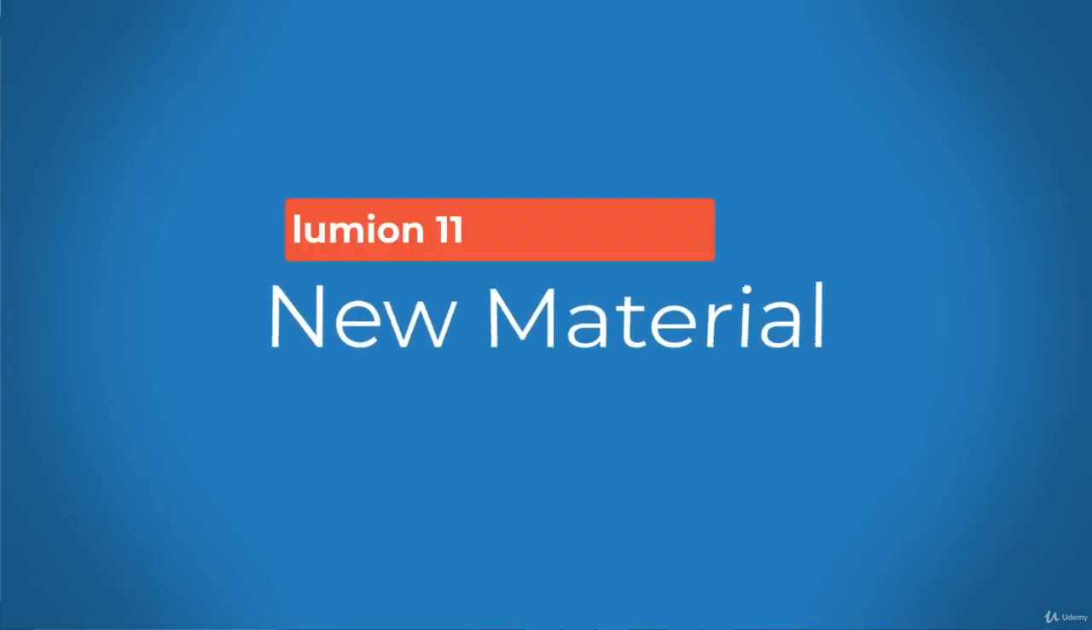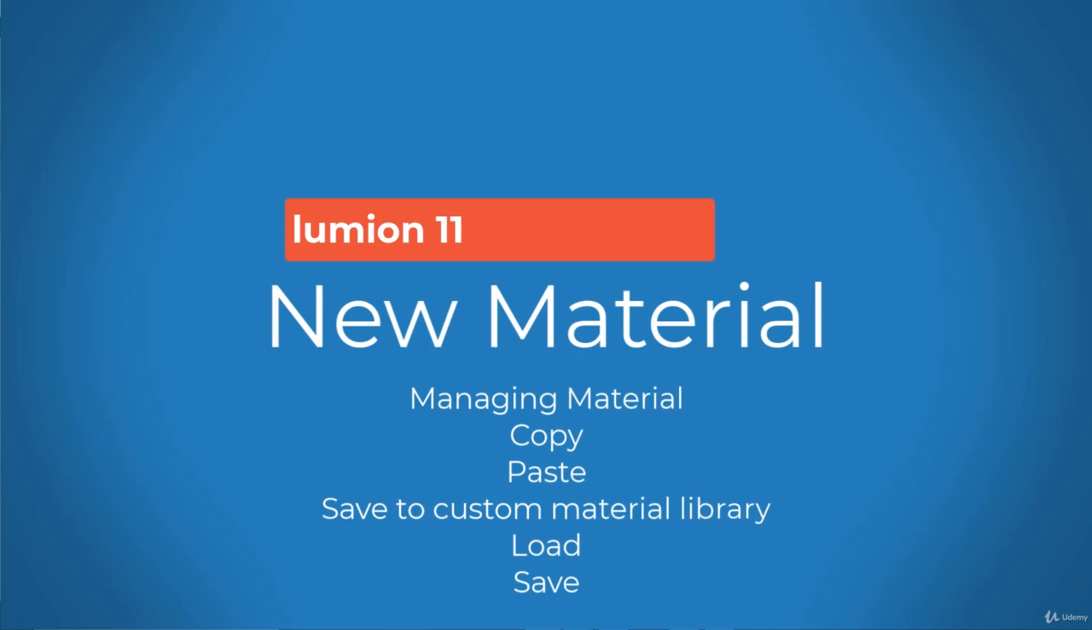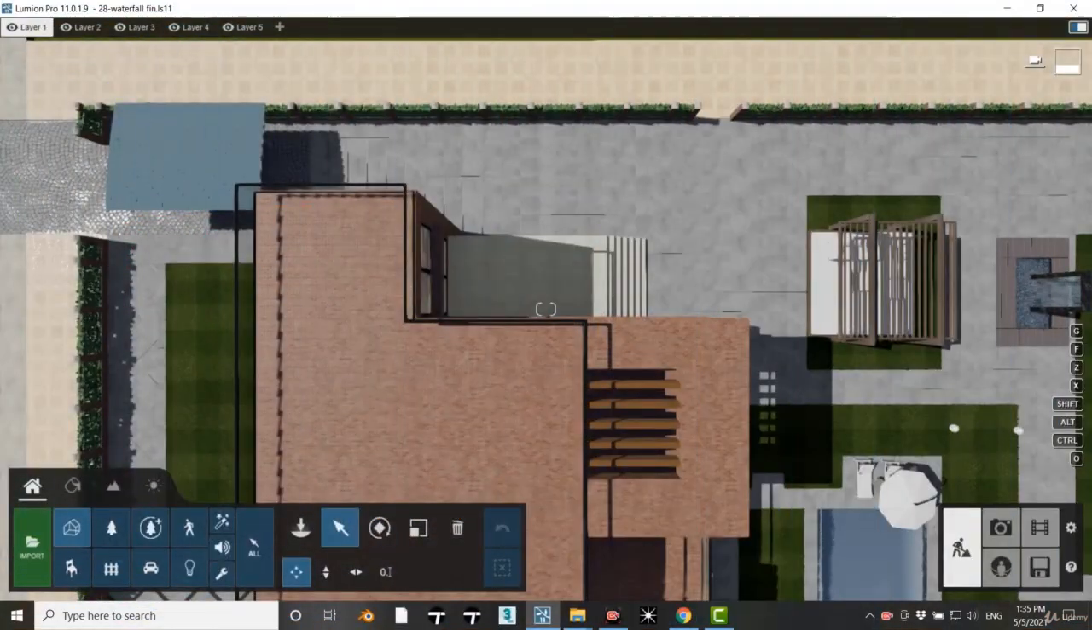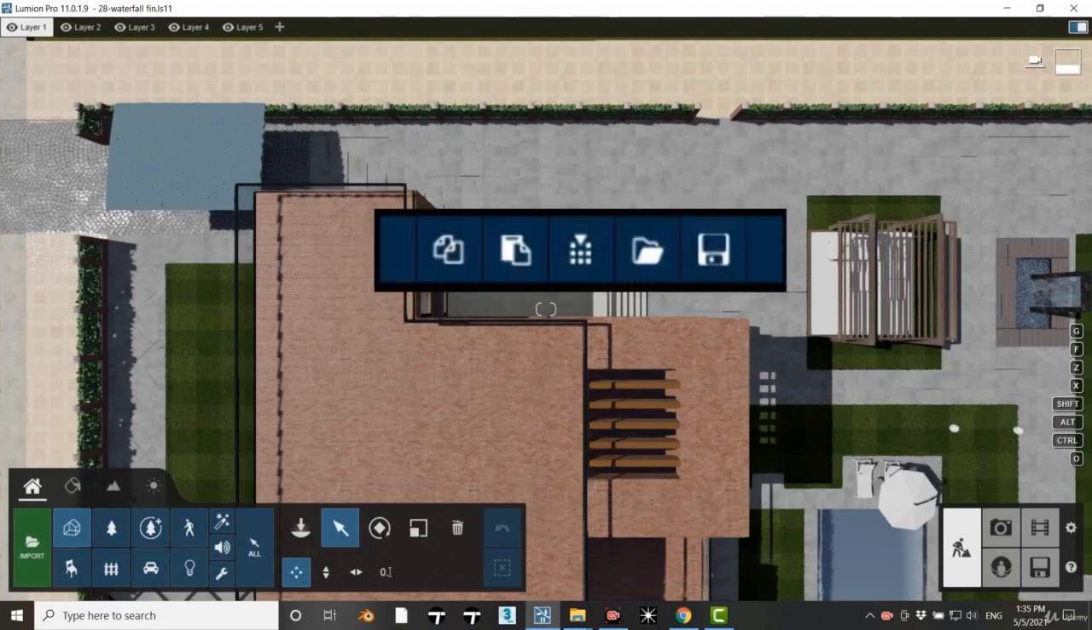Managing materials in Lumion. Copy, paste, save to custom material library, load and save. Now that we completed learning about all types of materials and we managed to customize and come up with pretty good materials of our own, let's learn how to manage materials in Lumion. Copying, pasting, saving to custom material library, loading and saving.